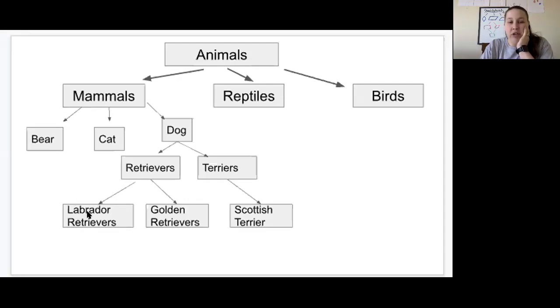So a Labrador Retriever is a retriever, it's a dog, it's a mammal, therefore it's an animal. Same thing with the Scottish Terrier. A Scottish Terrier is a type of terrier, which is a type of dog, which is a type of mammal, which is a type of animal. So we're going to use this same process with quadrilaterals and our hierarchy this week. We're going to focus on just quadrilaterals because there's a bunch of quadrilaterals that have different classifications and attributes.